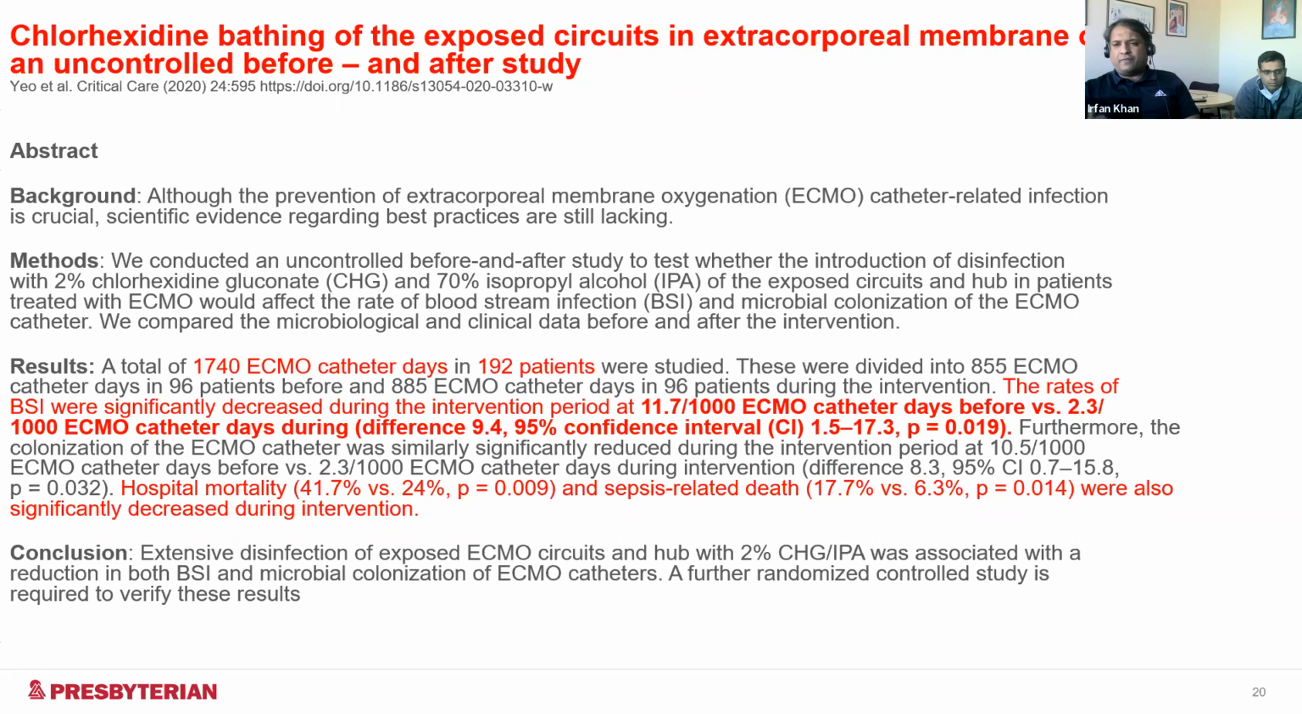Out of the 1740 ECMO catheter days in close to 200 patients, what they found was the incidence of bloodstream infection was close to 12 per 1,000 ECMO catheter days in patients without the intervention versus only 2 per 1,000 in the patients in which the intervention was made, and the p-value was quite significant. They also found that the hospital mortality was 41 or 42% versus 24%, almost half the mortality, and the p-value was quite significant for that, as you can see. Sepsis-related deaths were low, and this significantly decreased during the intervention.